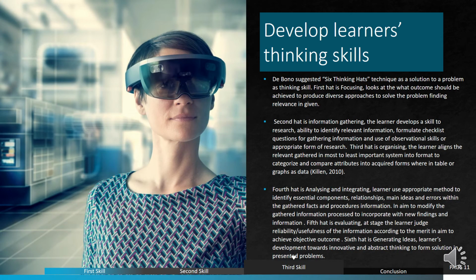How to develop a learner's thinking skill. De Bono suggests the six thinking hats technique as a solution to a problem, as thinking skills. The first one is focusing. Look at what outcome should be achieved and produce diverse approaches to solve the problem, finding relevance in given problems. The second is information gathering.